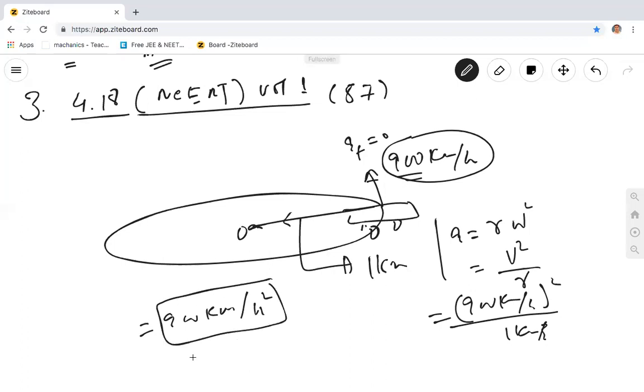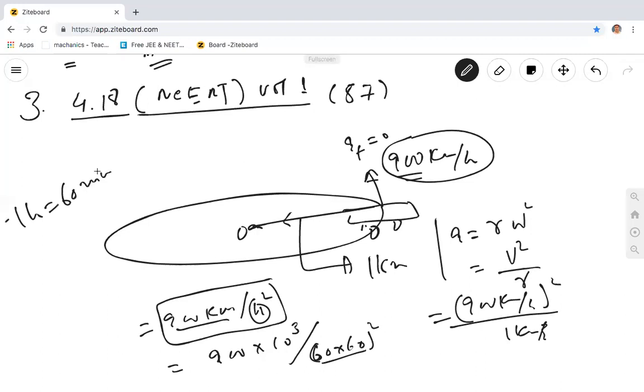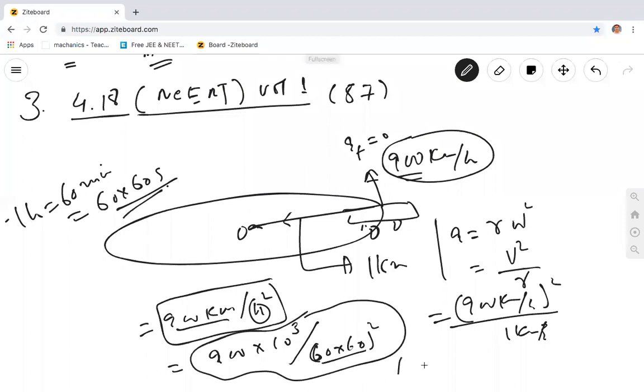But you can always make it into meter per second. That is 900 into 10 raised to power 3 meters, divided by 60 into 60 seconds, that whole square, because v square. 1 hour, 60 minutes is equal to 60 into 60 seconds. You substitute these values and get the answer. That's your job, not my job. Just square, it is 10 raised to power 2, then cancellation, and then finally find the answer. Okay, let me go ahead.